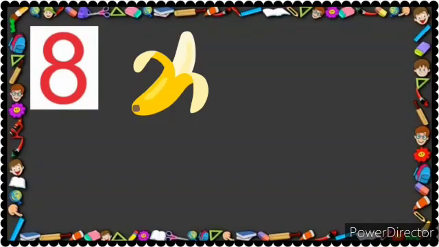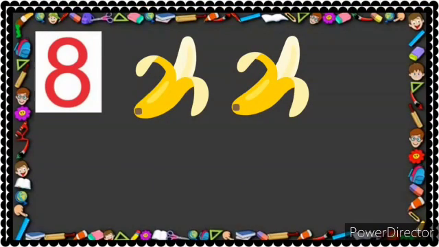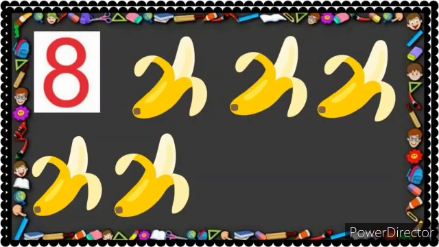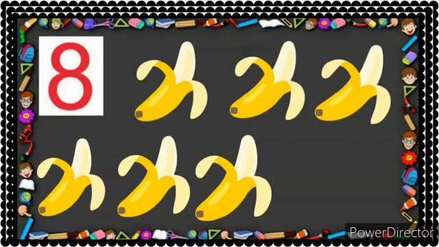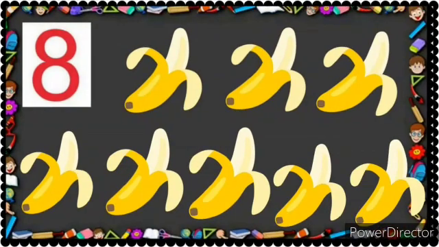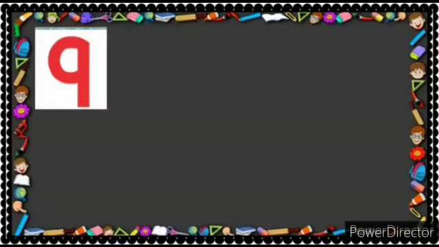Now let's count. 1, 2, 3, 4, 5, 6, 7, 8. There are 8 bananas. This is number 9. Yes, 9 means 9 objects.